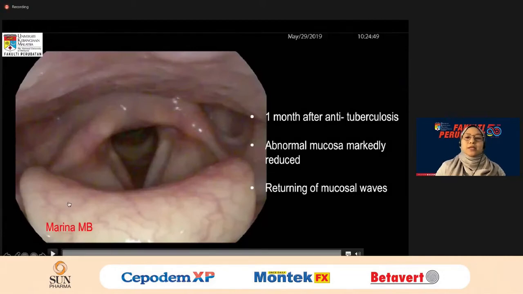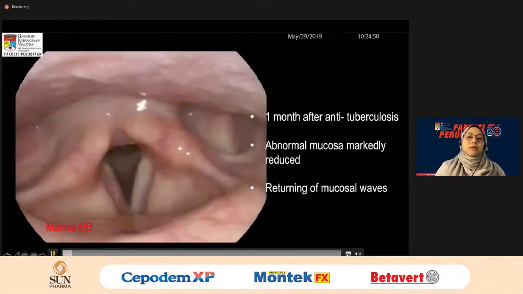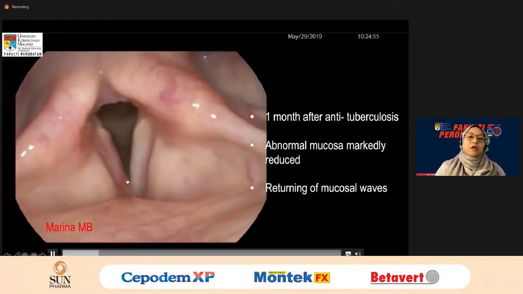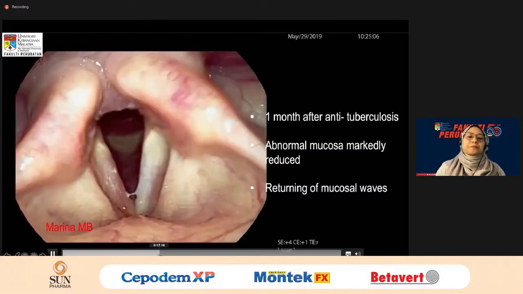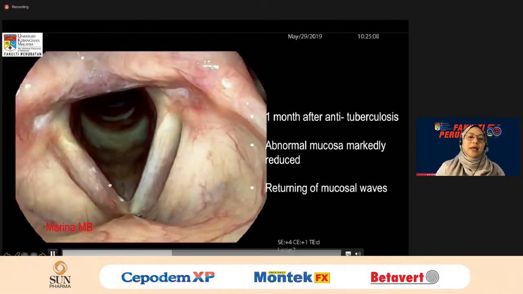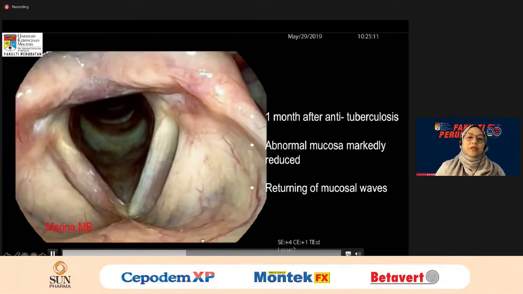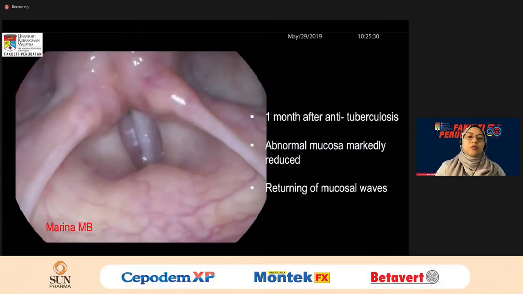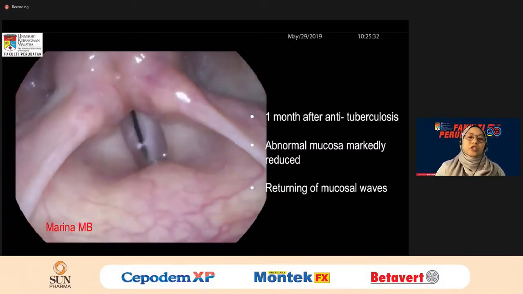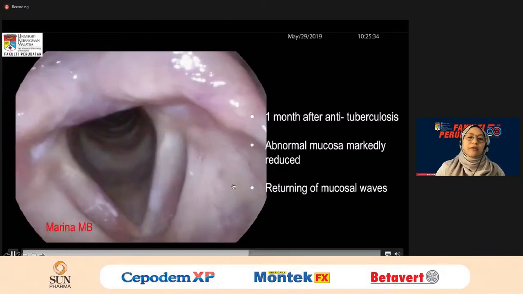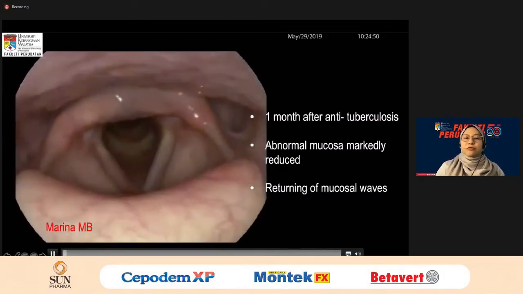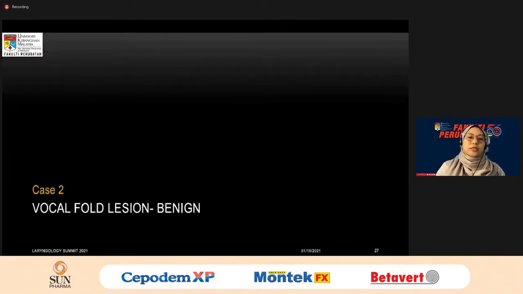And hence the patient was started on anti-tuberculosis treatment. This is the endoscopic finding of the patient 1 month after anti-tuberculosis. The irregular mucosa has reduced. And on I-scan, we can see that the lesion has become thinner, although there is some erythema. And on stroboscopic examination, we can appreciate that there is returning of mucosal wave. So we know that we are on the right track, and the patient continued to improve and completed the anti-tuberculosis treatment.